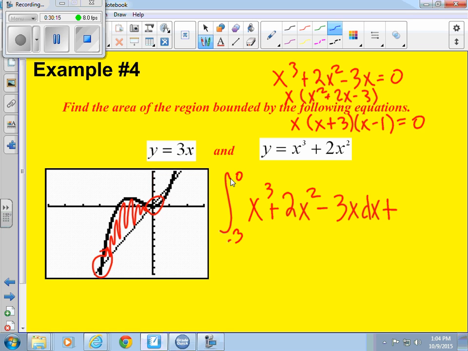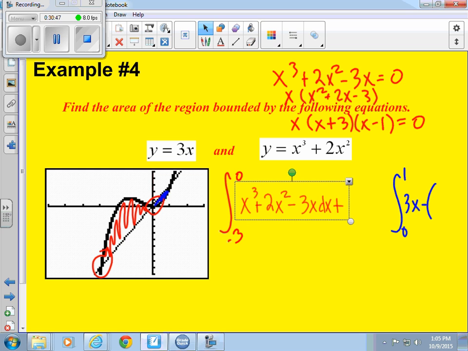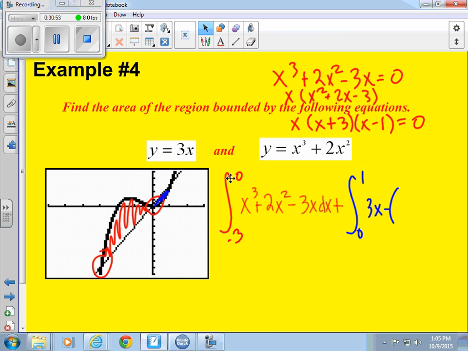Again, if it's a calculator problem, you do not have to find those intersections by hand. Plus this area, which is what? From 0 to 1 of 3x minus, do I need these parentheses here? Very much so, right? x cubed, run out of room. When in doubt, yes, parentheses.